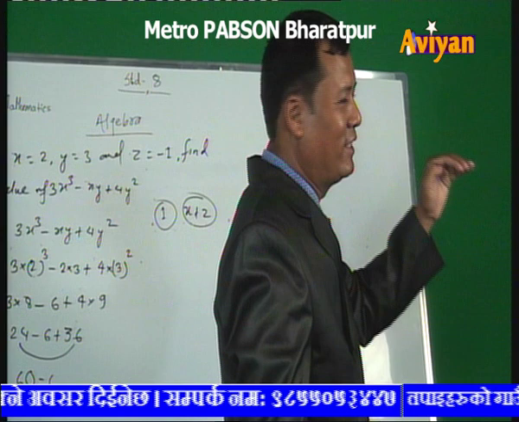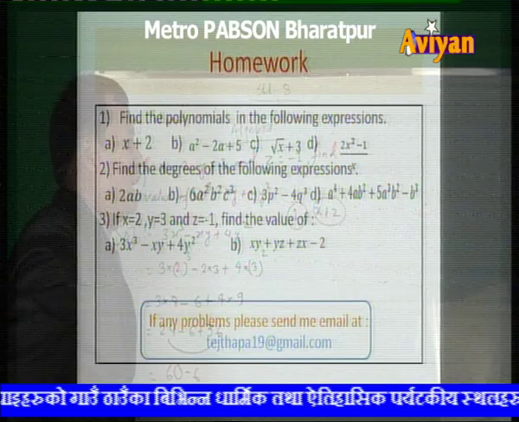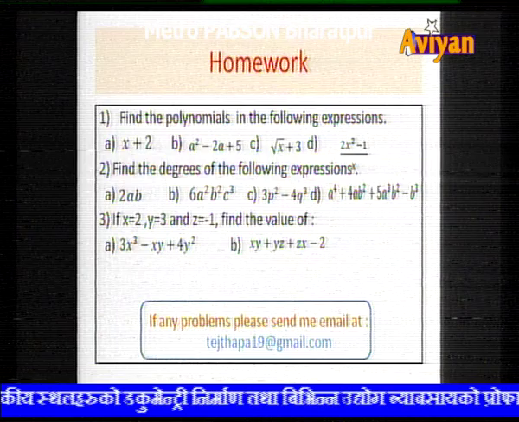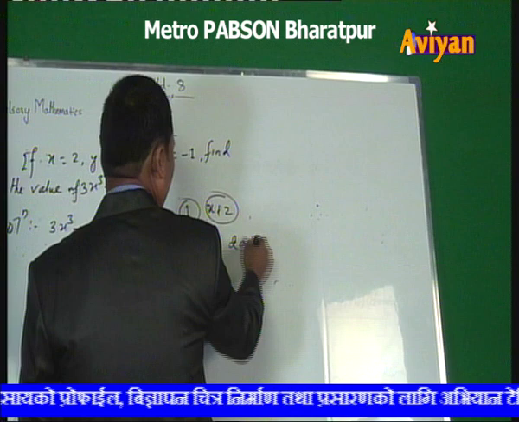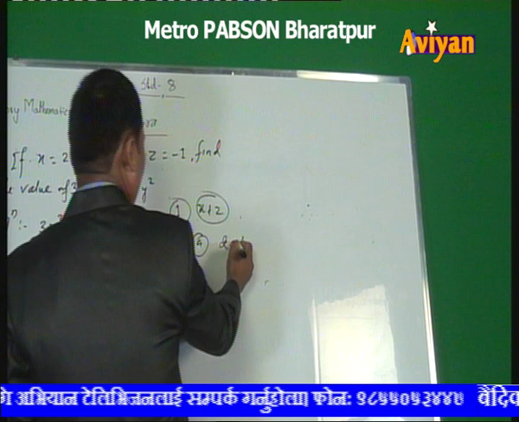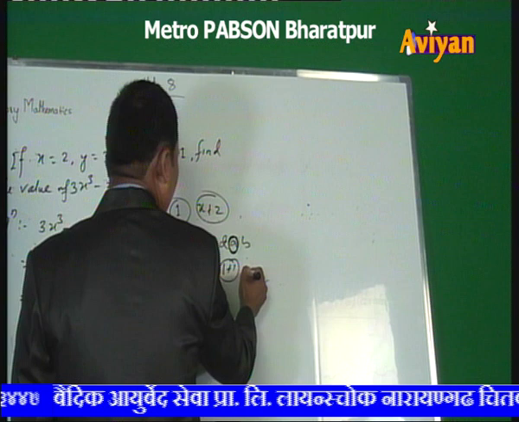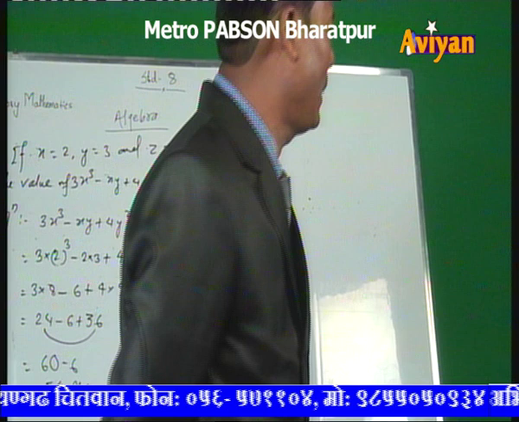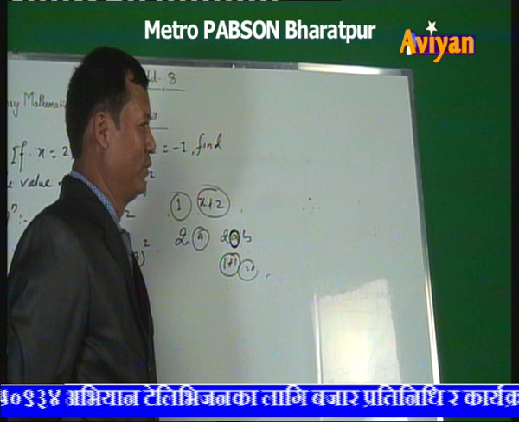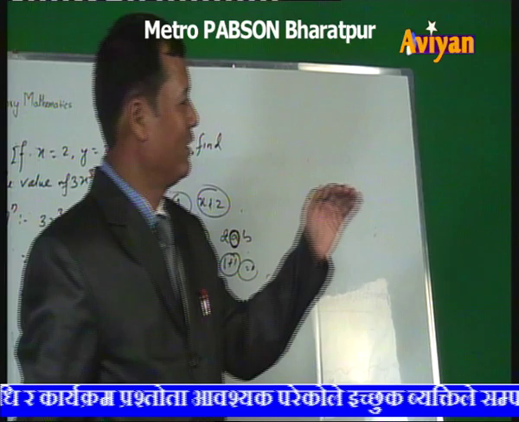Next, number 2. Find the degree of the following expression. Let's say 2ab. What is its degree? The power of a is 1, the power of b is 1, so its degree is 2. Question number 2: find the degree of the following expression. 2ab. Its degree is 2. And continue with B, C, D, same as homework.